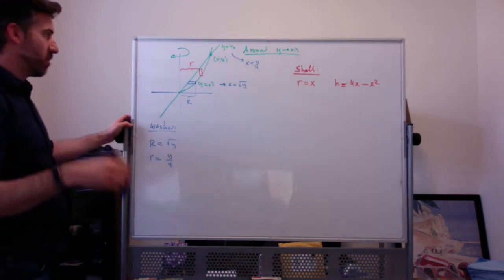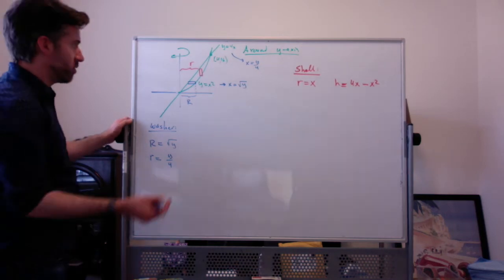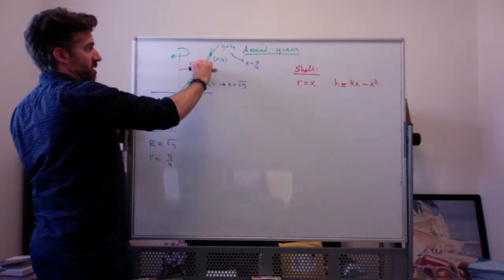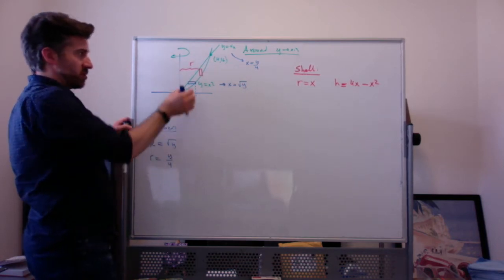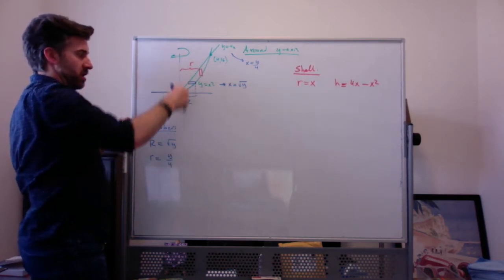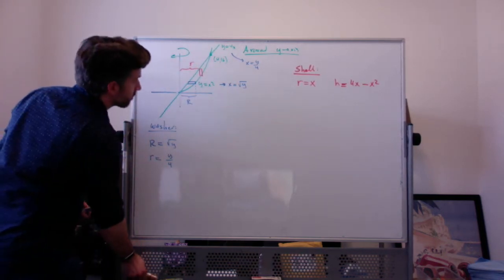And so here's the thing to remember. Whatever axis you're going around, if you're using a strip that's parallel, so in this case a vertical strip is parallel to the axis, that's going to be the shell method. If you're using a strip that's perpendicular to the axis of rotation, then you're going to be using the washer method. So let's do the shell method first.